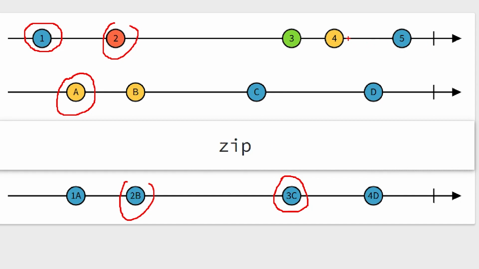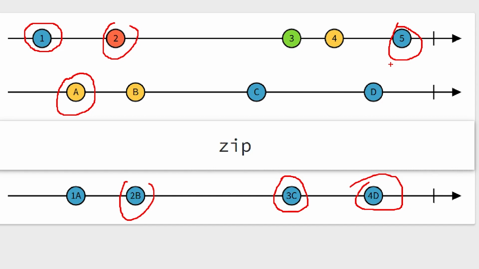Then the next value is again 4, and the next value of the second observable is D, so 4D. One thing to note here is that the first observable emitted one more value, which is 5. But since the second observable only emits four values, there is no pair for this value, so it is basically ignored by the zip operator. That's the point to be noted.